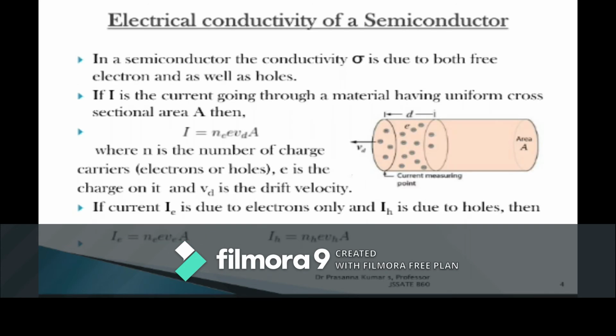We try to get the expression for electrical conductivity. So what is the expression for conductivity in a semiconductor? You know that in a semiconductor there is the movement of electrons, and as the electrons move, it creates a flow of holes in the valence band.